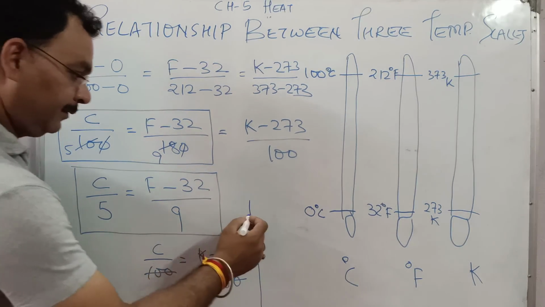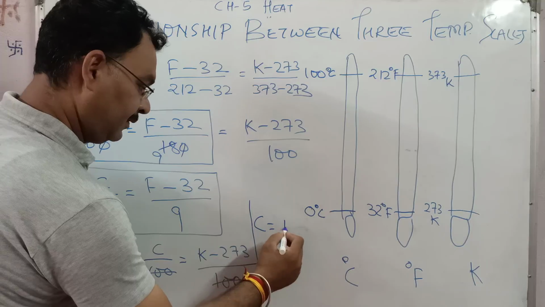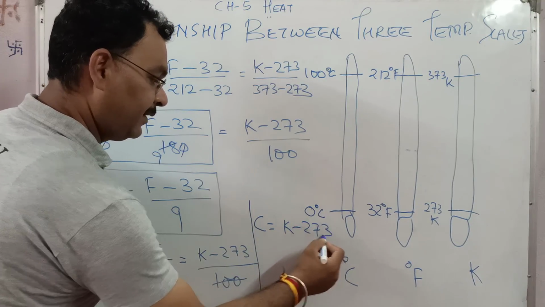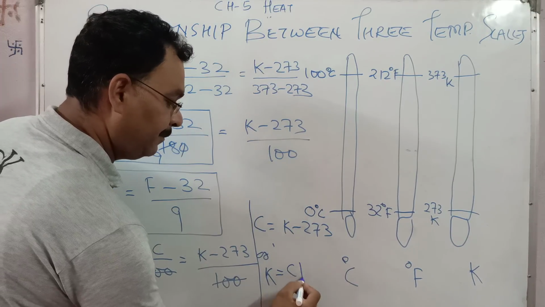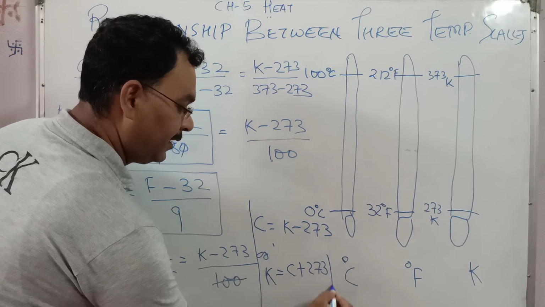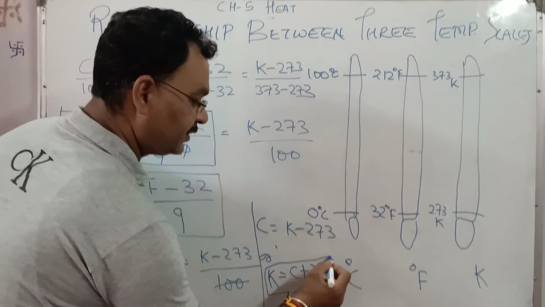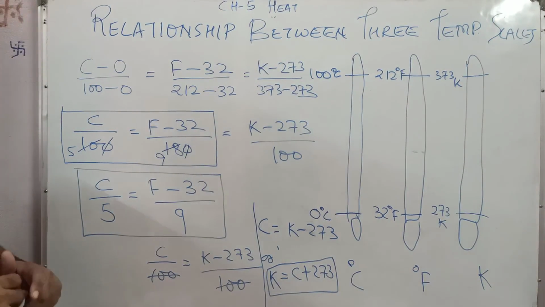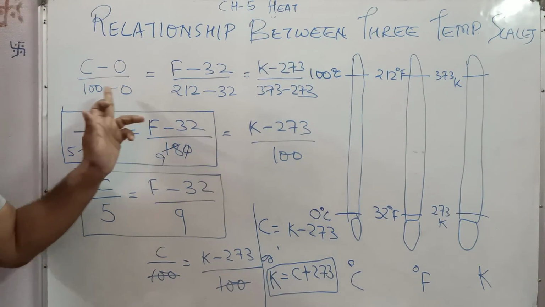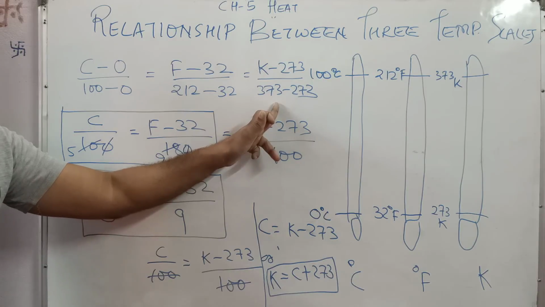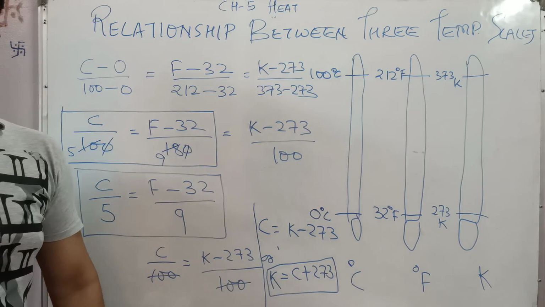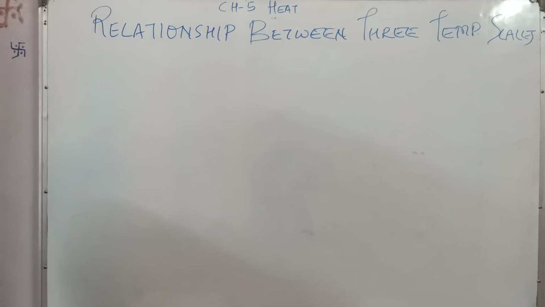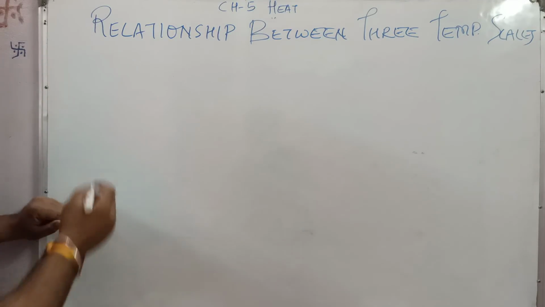So on comparing, we see that C is equal to K minus 273, or we can write K is equal to C plus 273. Now these are the two relationships between degree Celsius and Fahrenheit and degree Celsius and Kelvin scale for the conversion of one temperature scale into another. Okay, let us take some examples.